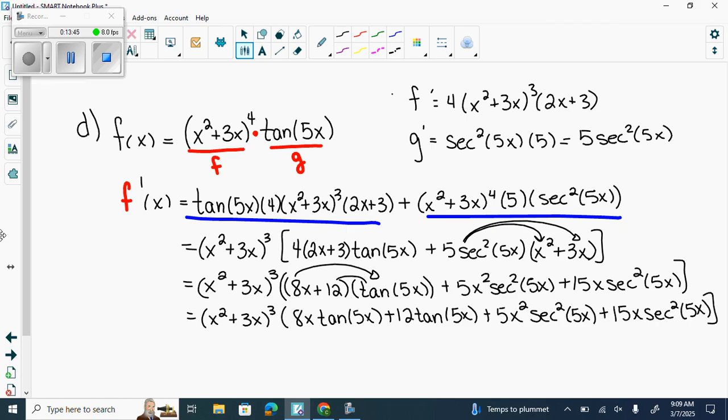So this is good. Taking out 1 over cos would be good, just to match their answers. I think most profs would just be fine with this. All right.